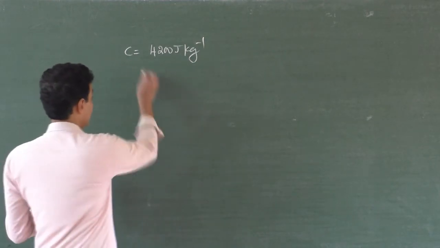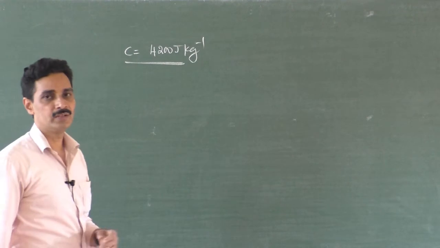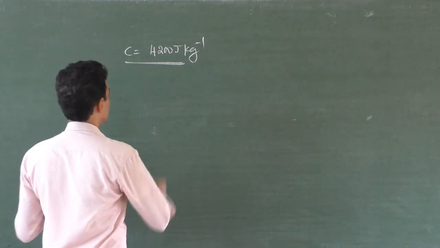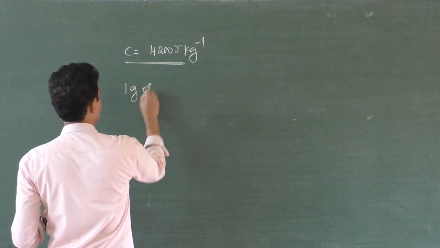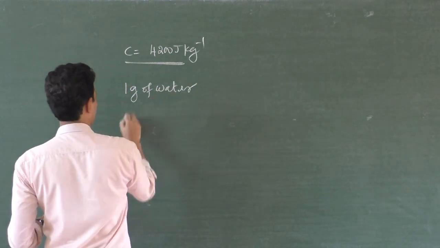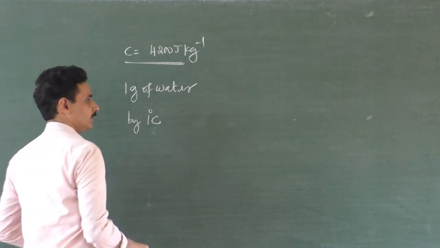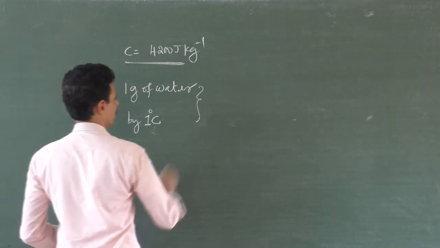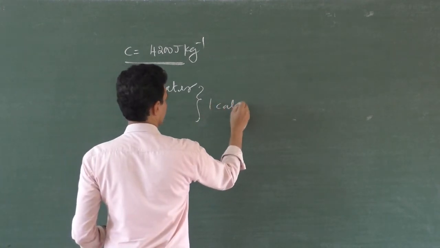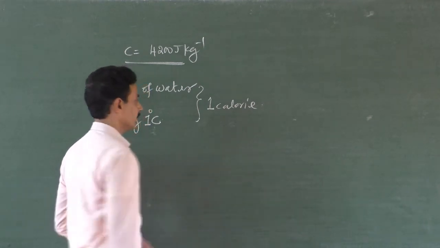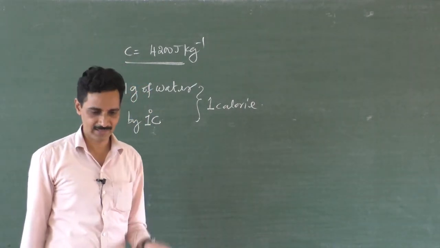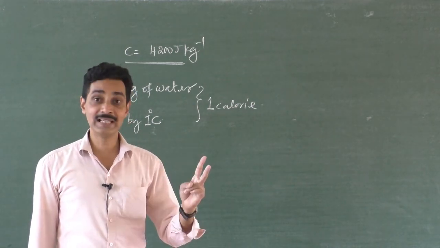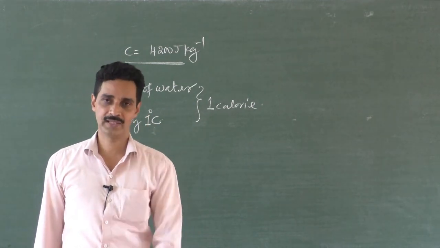But other than this, a very important value is in the CGS system of units. That is a very beautiful value. Suppose you take 1 gram of water. If you want to raise the temperature of 1 gram of water by 1 degree Celsius, you require heat energy of 1 calorie. That is a very famous unit. See how beautifully the values are arranged, right? Nature has arranged it like this. In the CGS system, you need 1 calorie of heat energy to raise 1 gram of water by 1 degree Celsius.